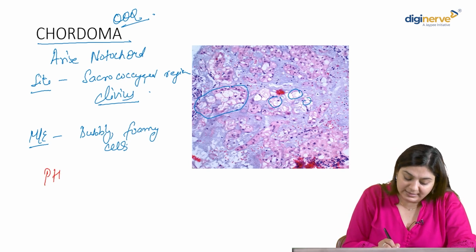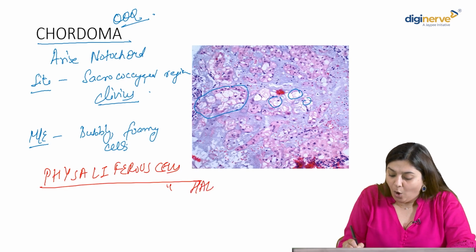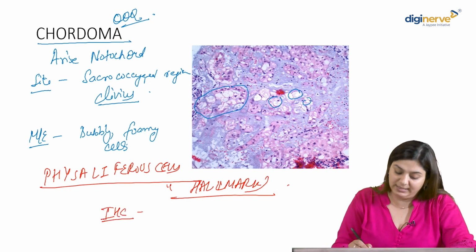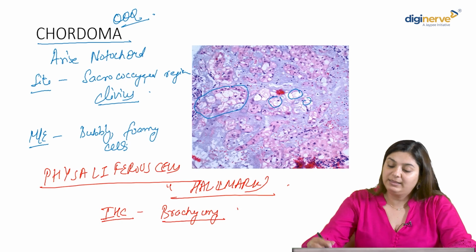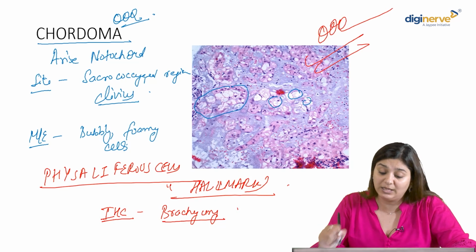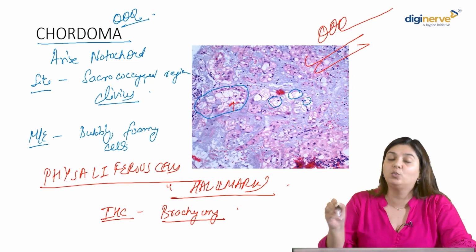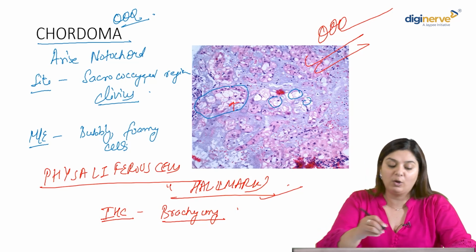They are known as physaliferous cells, which is the hallmark of chordoma. And the immunohistochemistry marker for this is brachyury. This image is very important for the forthcoming exam, students. They can give you this image and they can either ask you the diagnosis, or they can mark these cells and ask you which cells are these. These are the physaliferous cells, which is hallmark or pathognomonic of chordoma.